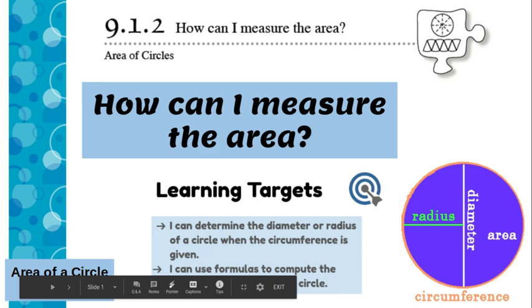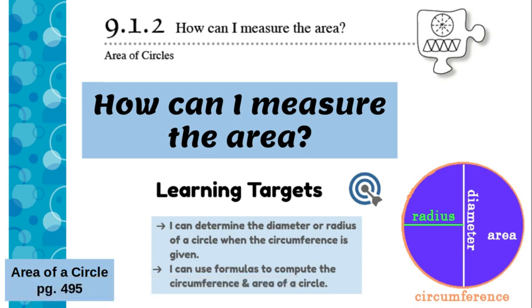Good morning, seventh graders. Today we are going to be working on lesson 912, which involves finding the area of circles. Last week you worked on circumference, but now we're moving on to area. If you want to follow along in your book, it's lesson 912 on page 495, but I'll walk you through a few things on these slides here.